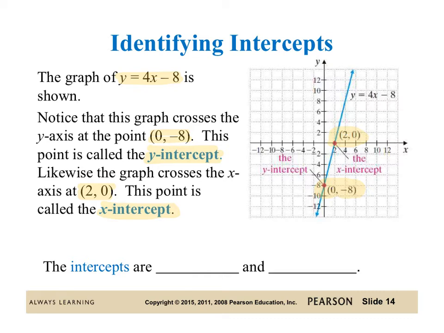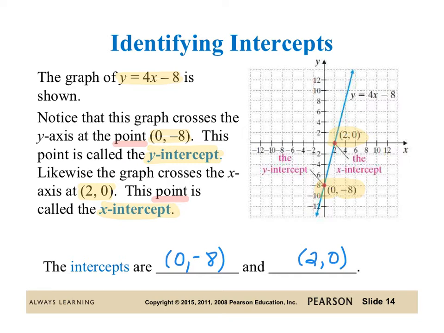And a point to make note of here is that these are ordered pairs, which are also called points. And those ordered pairs are the intercepts. So the intercepts, properly written, are (0, -8) and (2, 0). That is the correct way to write x and y intercepts as ordered pairs.